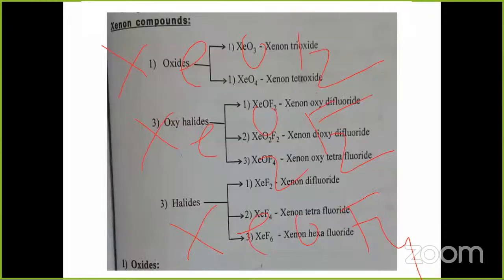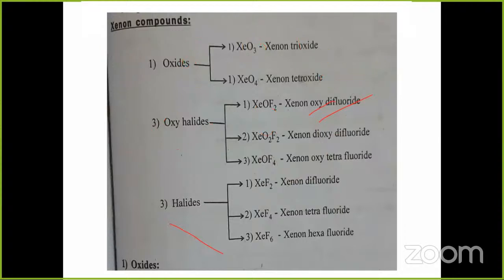Now come to the next one. These are the examples. Now see the next one, xenon oxides. The oxides are XeO3 and XeO4. Just see, just 1 minute.